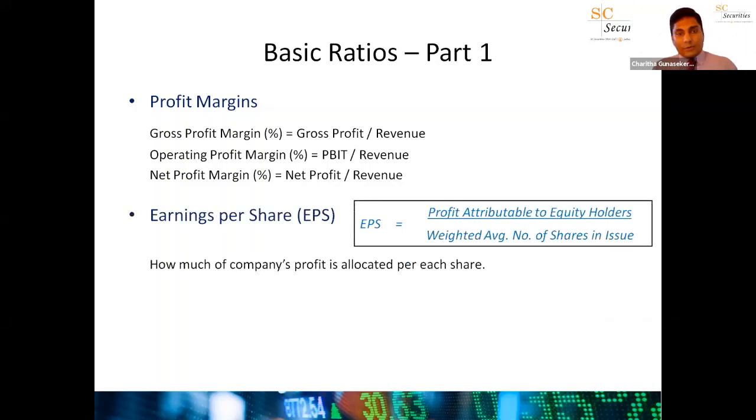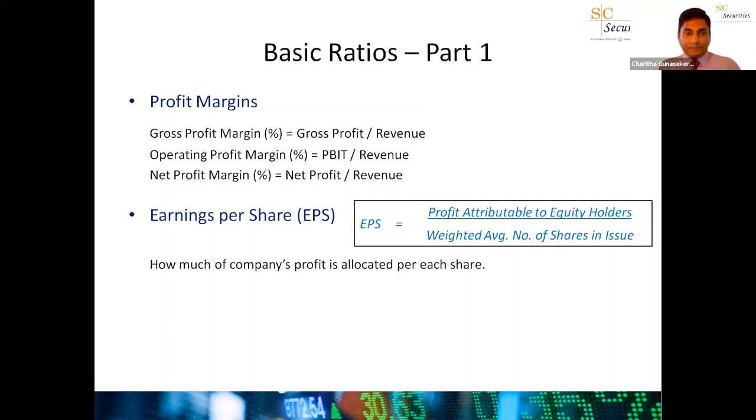The second ratio you should calculate using your income statement is the earnings per share figure. You call it the EPS. So how do you calculate EPS? You divide your profit attributable to equity shareholders by the weighted average number of shares in issue.